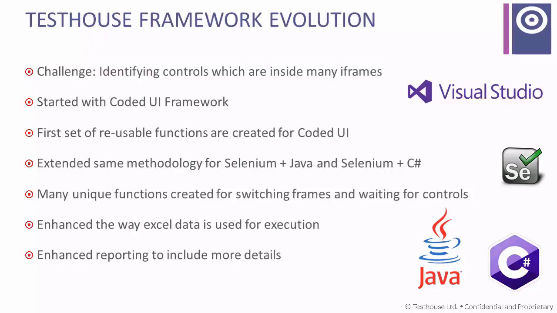Let me move on to the evolution part, how we actually got into this interesting thing of developing a framework for dynamic CRM. The main automation testing challenge that we faced, as I told earlier, was the identification of controls placed in different HTML iframes. These iframes made automation difficult, as a control identified successfully would fail with no apparent reason during execution. We then started understanding the reasons behind these issues and created dynamic functions to address this problem.